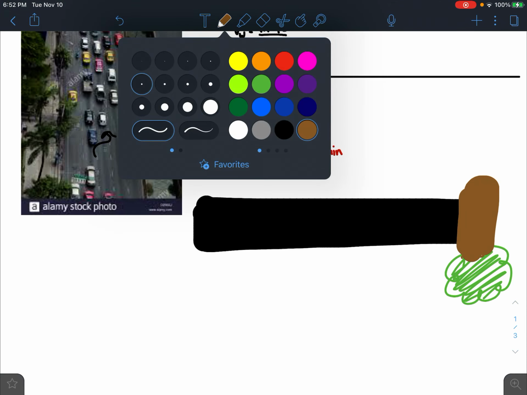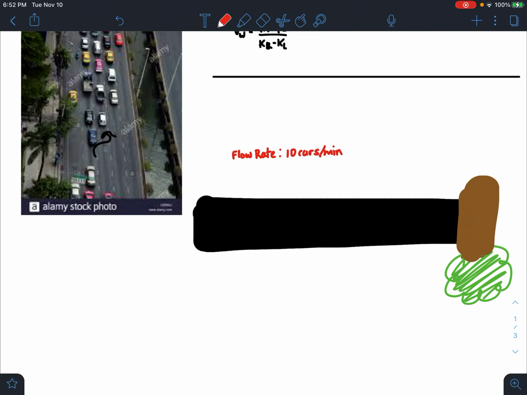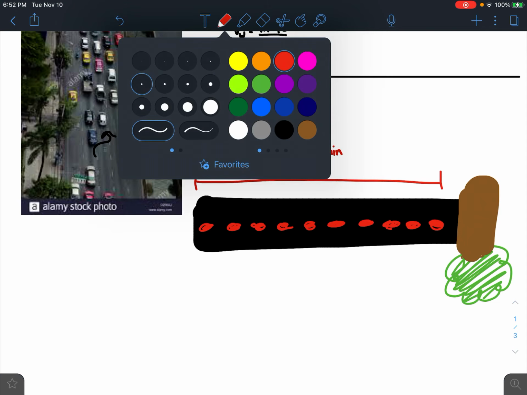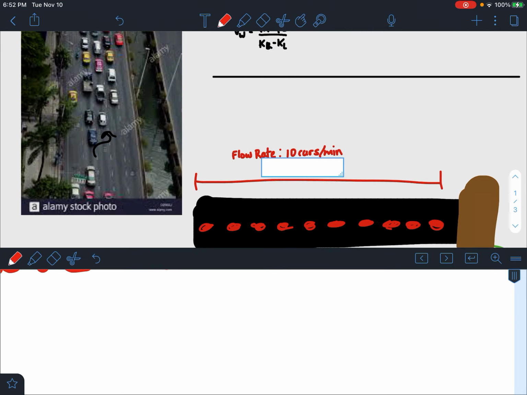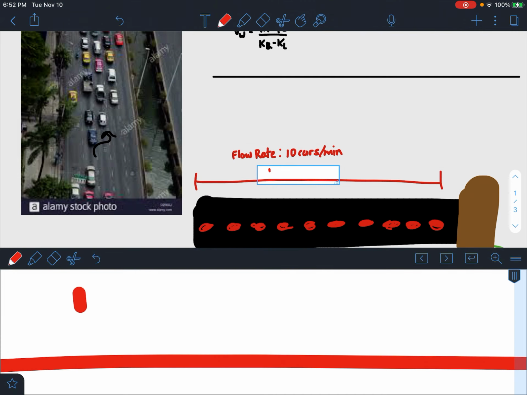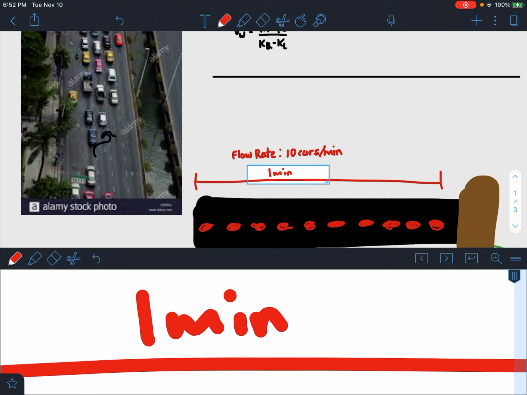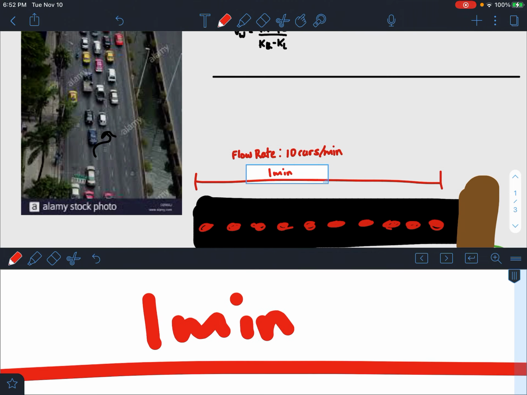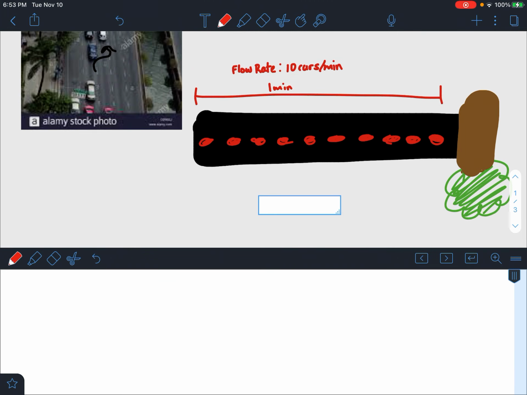Now, let's say this is car 1, car 2, car 3, 4, 5, 6, 7, car 8, car 9, and car 10. That's for one whole minute. Those are 10 cars per minute, so 10 cars per 1 minute. The flow rate is 10 cars per minute. So let's say a minute has gone by.